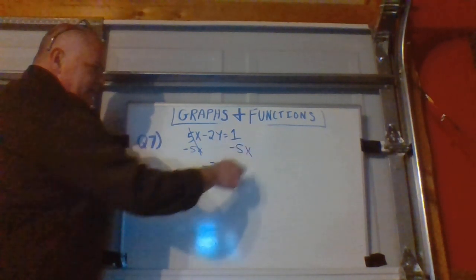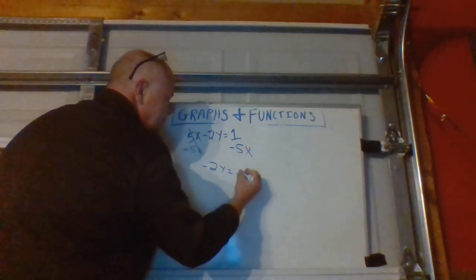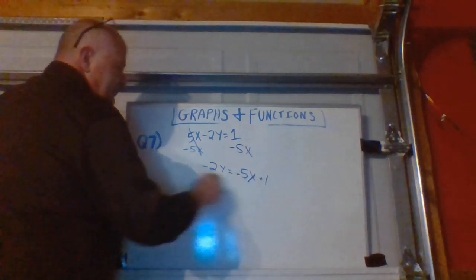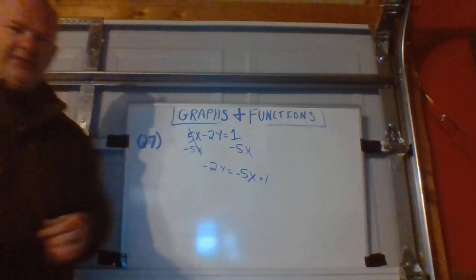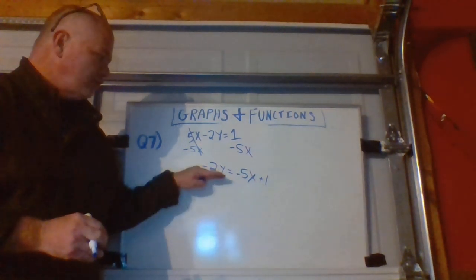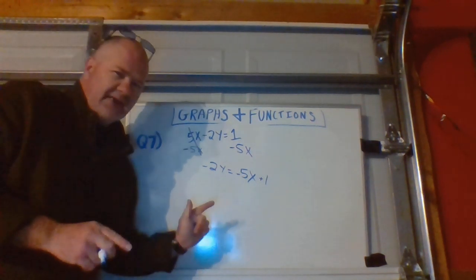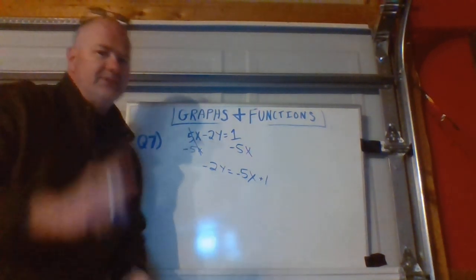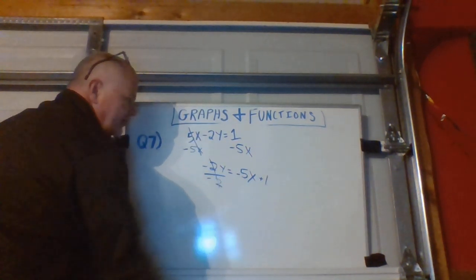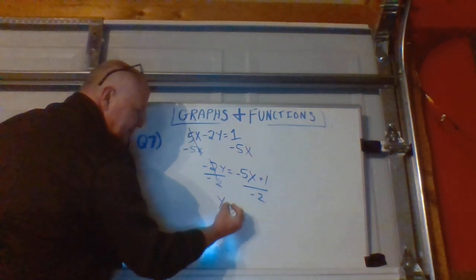I'm going to rewrite this. I need to make sure that the x goes first. So negative 5x plus 1. Now I need to get rid of the negative 2, and I need to do that to make sure I'm getting this y all by itself. If I'm just getting rid of the coefficient here, what's happening between these two is multiplication. So the opposite of that is division. So divide by negative 2. Those cancel out. I've got y all by itself, which is what I need.